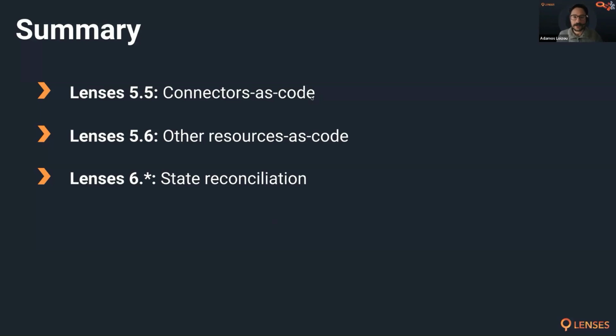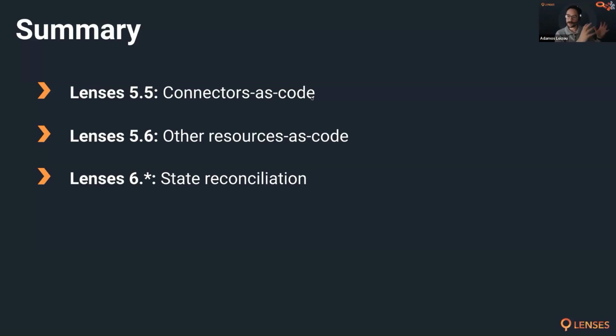Can you explain what exactly happens during state reconciliation? Yes. State reconciliation is a fancy term for basically your Git saying something, but your environment saying something else. So if in your Git you're saying that you want an S3 sink connector that is writing to bucket red, but somehow in your environment it writes to bucket blue, that is the difference between the states.